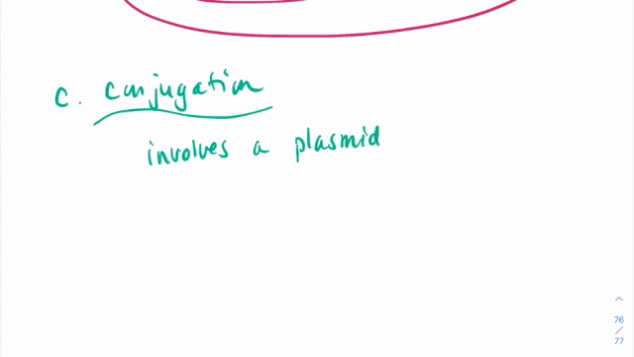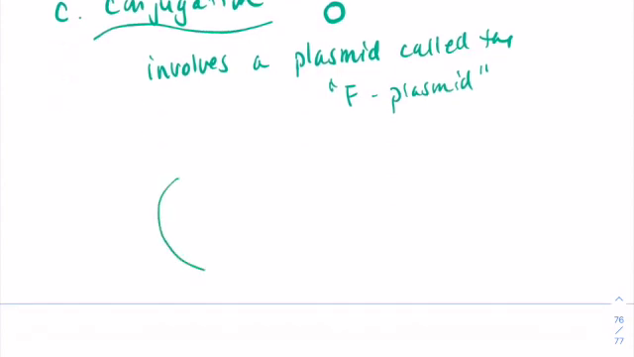And remember, a plasmid is a small circular piece of DNA. But this plasmid is special. It involves a plasmid called the F plasmid. The F plasmid is a plasmid, duh, with a gene on it, and I'll just draw the gene like a little box. I'll write F plasmid in the middle.